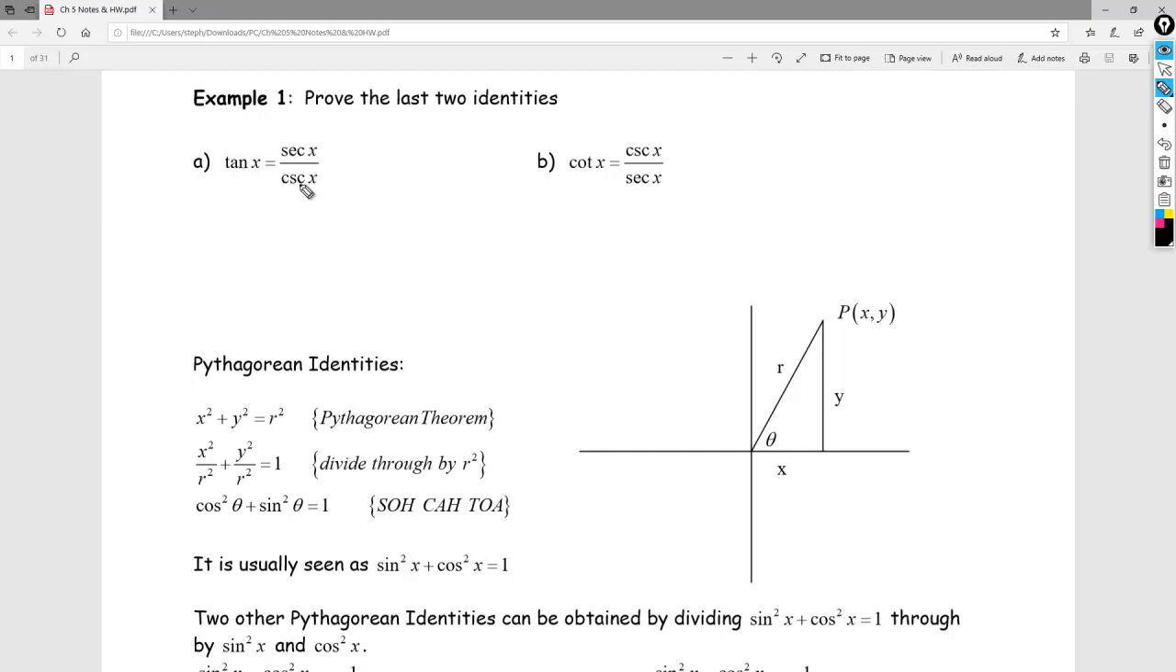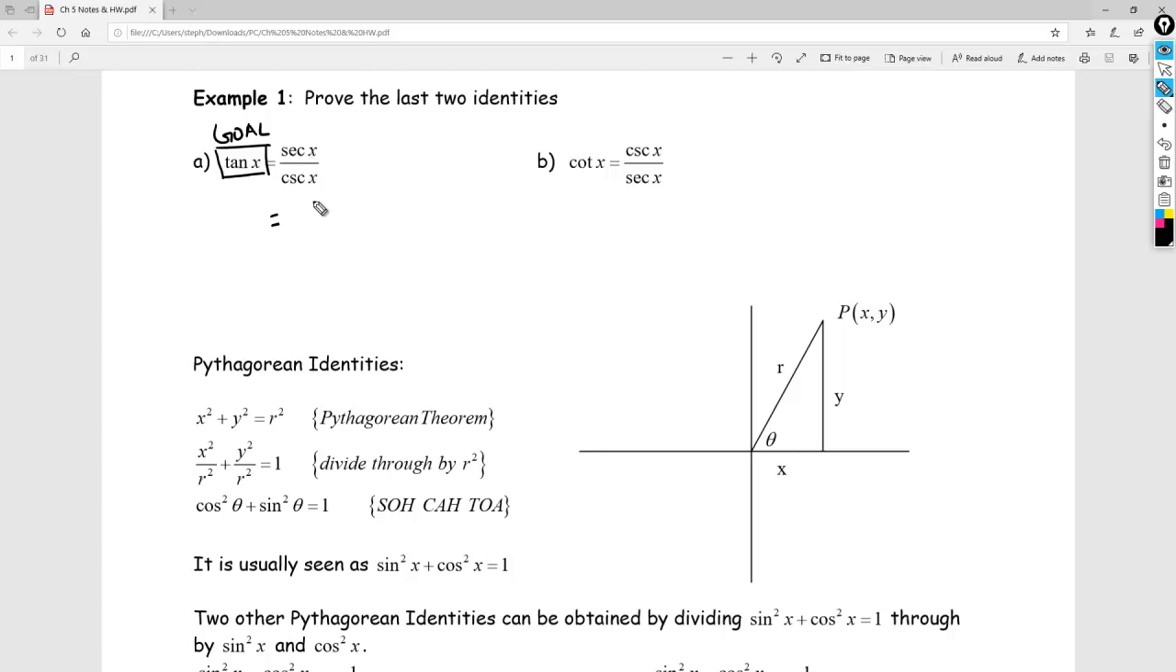Either way, I think it'll be easiest in this case if we manipulate the right side and try to get to tangent. So what I'm going to do is literally box tangent, and keep in mind that this is my goal. So I'm trying to get my right side of the equation to equal tangent of x. The way that I'm going to do that is to rewrite everything in terms of sine and cosine. That's usually the easiest way to go about this.